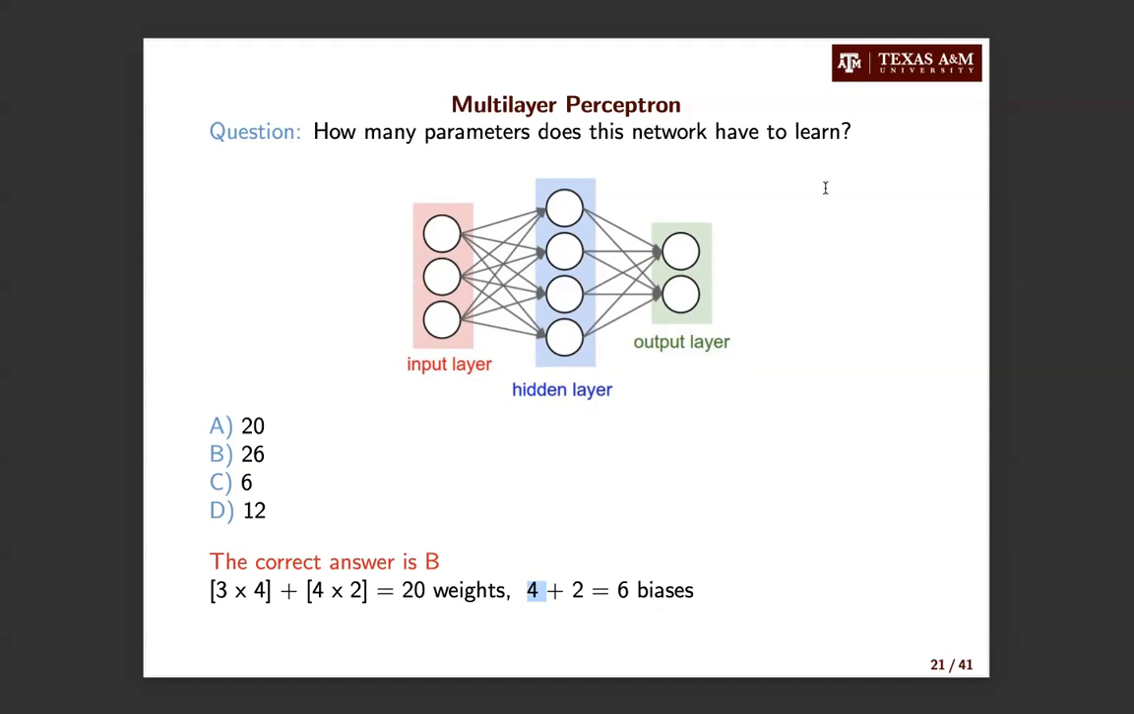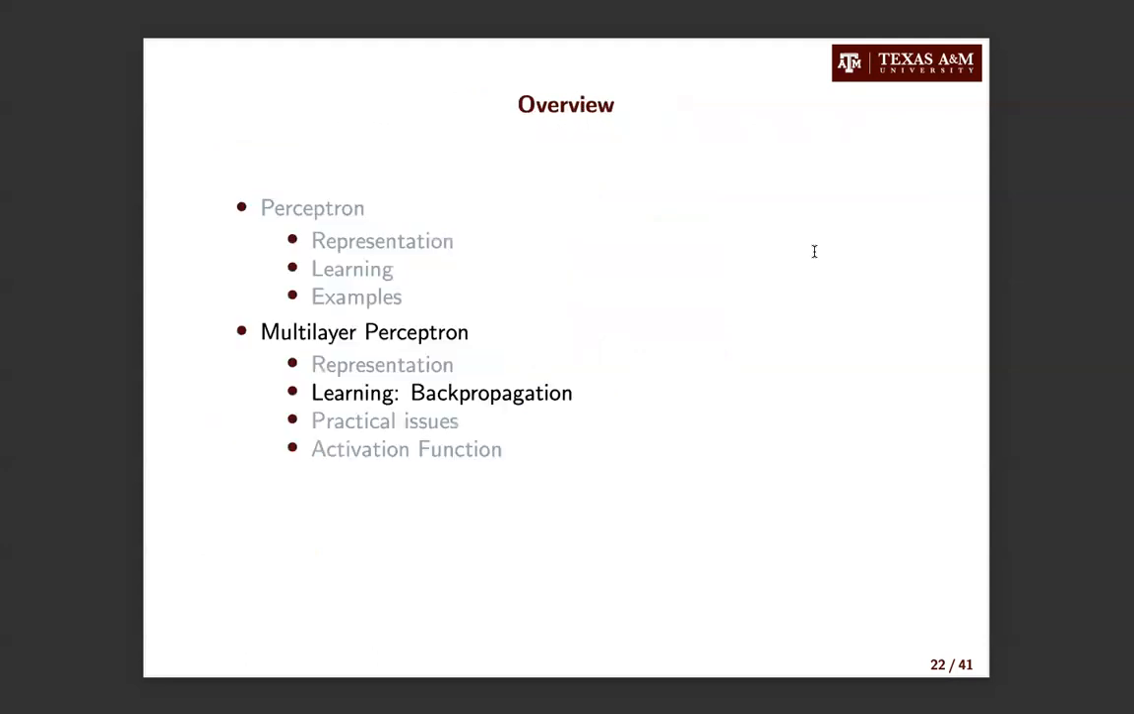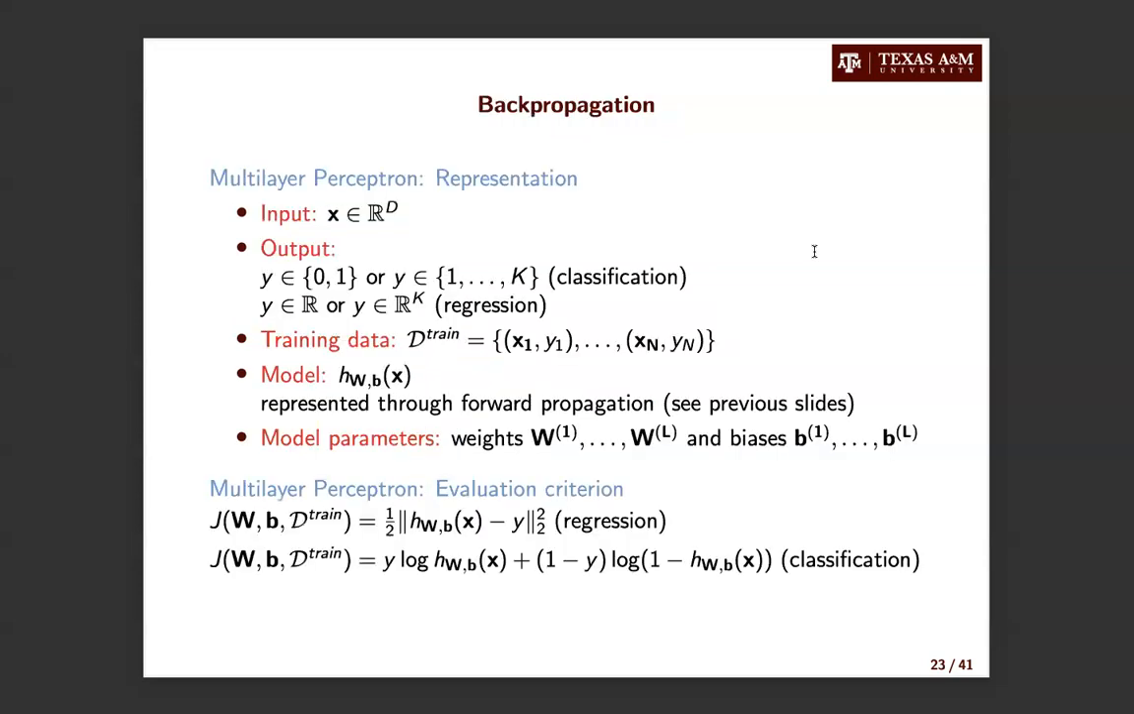This video has basically discussed so far the representation of the multi-layer perceptron and its basic unit, which is the single perceptron. The question here is now, how can we learn the weights of the multi-layer perceptron? And the way to do this is through a method called backpropagation. Backpropagation is essentially a generalization of the gradient descent method that we have seen so far.